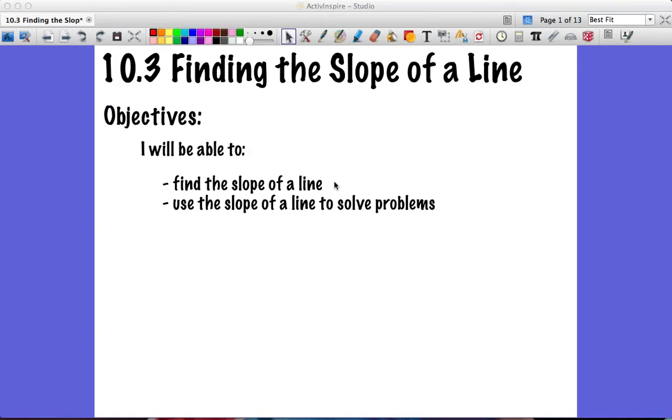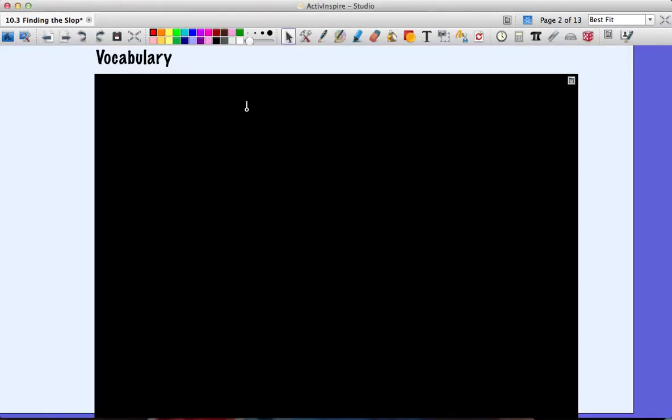Welcome to Lesson 10.3, Finding the Slope of a Line. Today we're going to talk about how to find the slope of a line and how to use the slope of a line to solve problems. Alright, so first we need to know what is the slope.